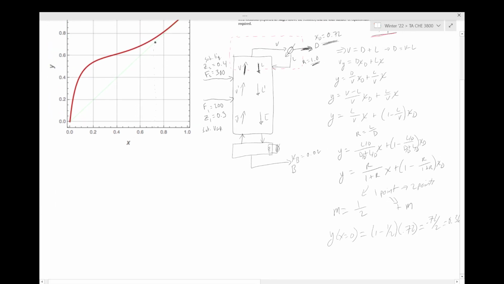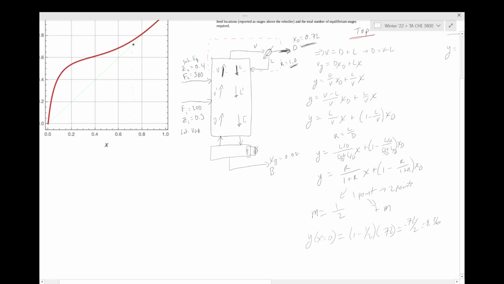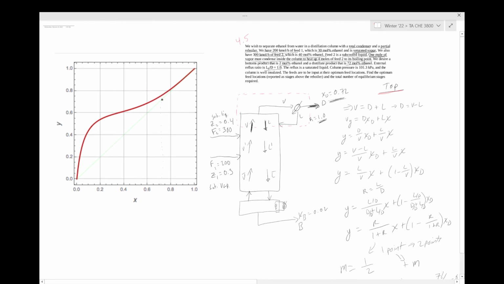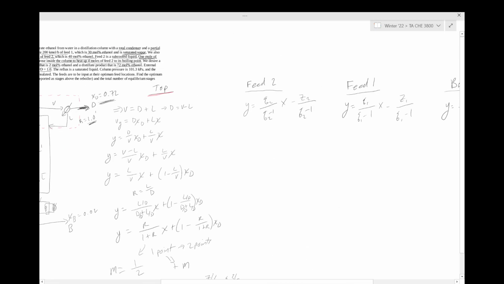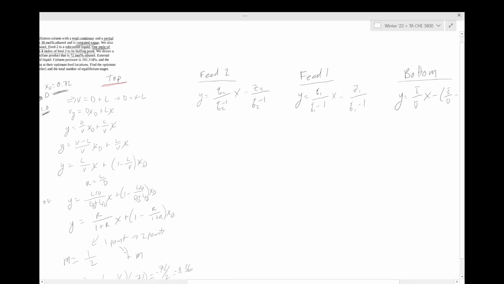Okay, so you can choose either or. You can go up 1 and to the right 2, or you can just go to the intercept. I'm just going to go to the intercept for this one. It's going to be equal to 0.36. That's good enough. Okay, so now we have our top operating line drawn out. So the first thing we need to do next is we can go across and do our feed line. We can do our bottom operating line. Let's just go across and do our feed 2.